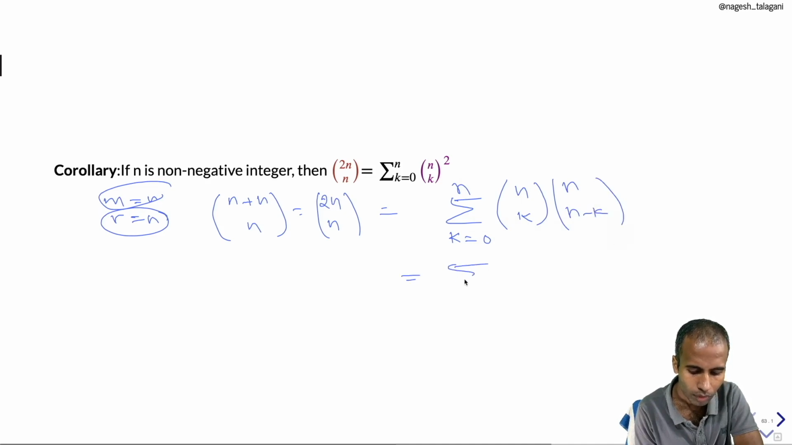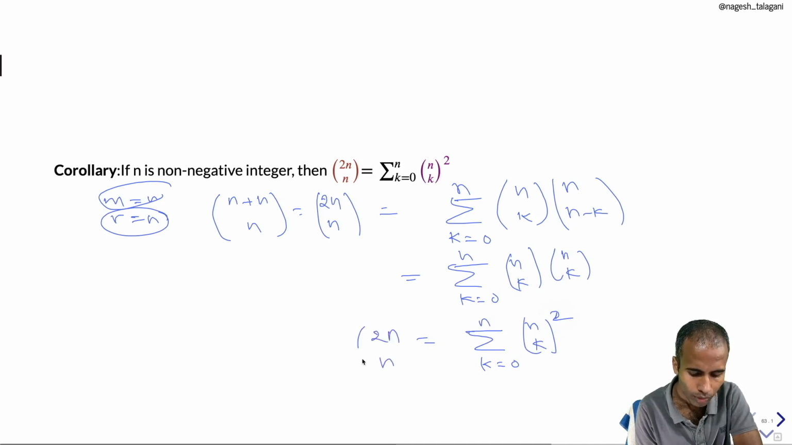Now we know that n choose n minus k is the same as n choose k. That's why we have this one: summation k equal to 0 to n of n choose k squared. This is the right hand side. The left hand side is 2n choose n.